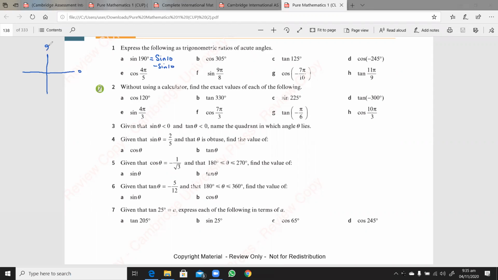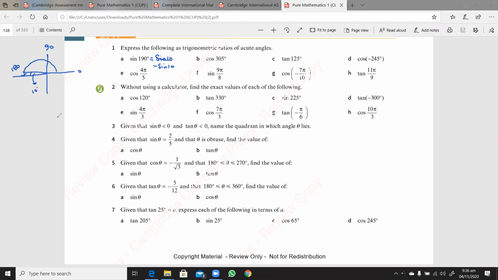You have 90 here, you have 180 here. So this is 10 degrees over here. This one is 10 degrees. So all of this is your 190. This 190 takes you to the third quadrant where your sign is negative. So this means this sine 190 is minus sine 10, okay?